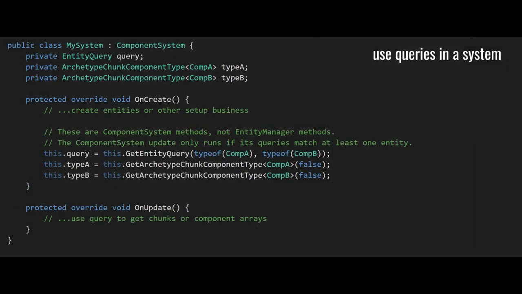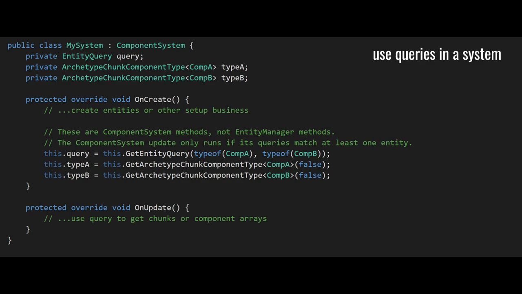In a system, we can create and use entity queries, like we've already seen, but when we do so, we should create the queries using methods of the system itself rather than the EntityManager. This is not just more convenient, it allows the system to track which queries are used in the system. A system with no queries will update unconditionally, but as soon as we add at least one query to a system, the system will skip updating when no entities match its queries.